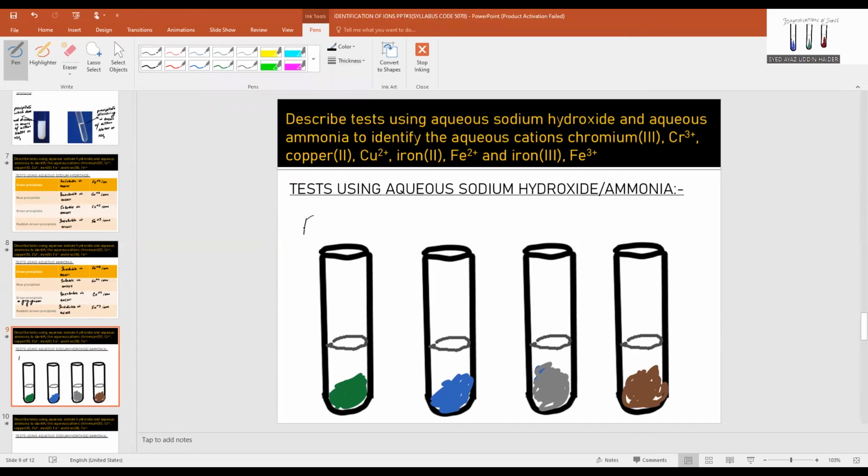Here you are getting Fe2+. Here you are getting Cu2+. Here you are getting Cr3+. And the last one is Fe3+.